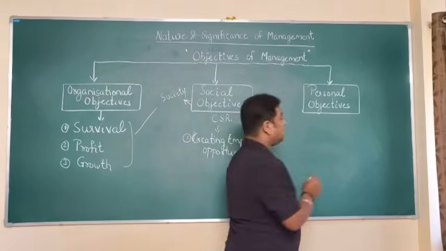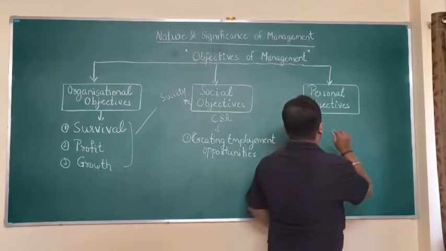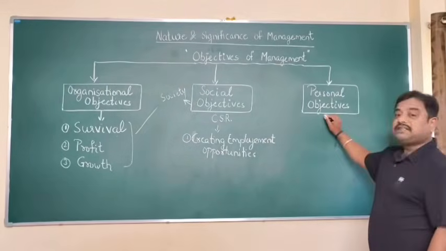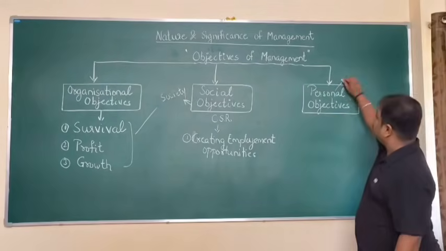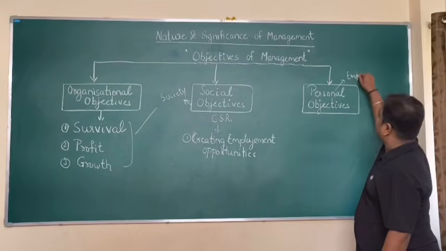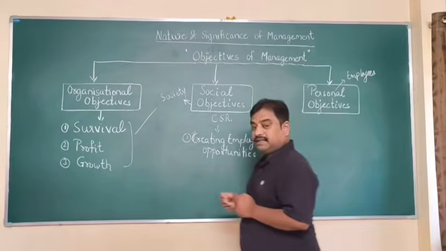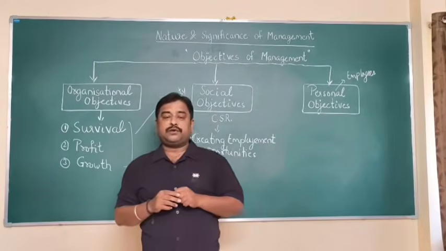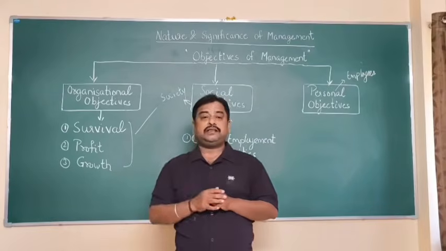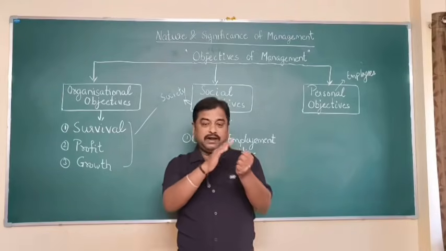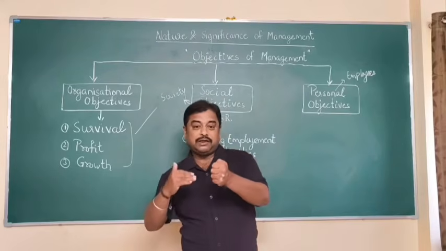Going on to the last one, that is personal objectives. Personal here refers to the employees. In my previous videos, in one of the videos I have mentioned, there are 3 levels of management. That is top level, middle level and the lower level.